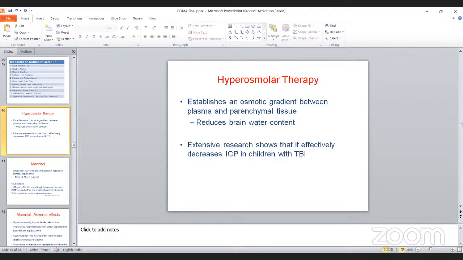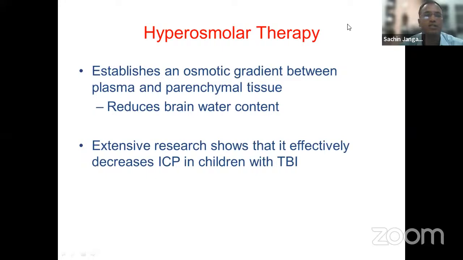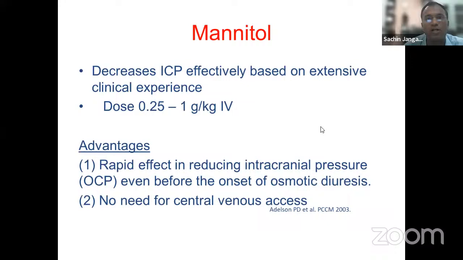So in hyperosmolar therapy, we have two choices. One is mannitol and the other is 3% NaCl. Hyperosmolar therapy creates an osmotic gradient between the plasma and parenchymal tissue, and it reduces the brain water content. There is extensive research which shows that it decreases the ICP in children with raised intracranial pressure. Mannitol is a time-tested drug and is extensively used.